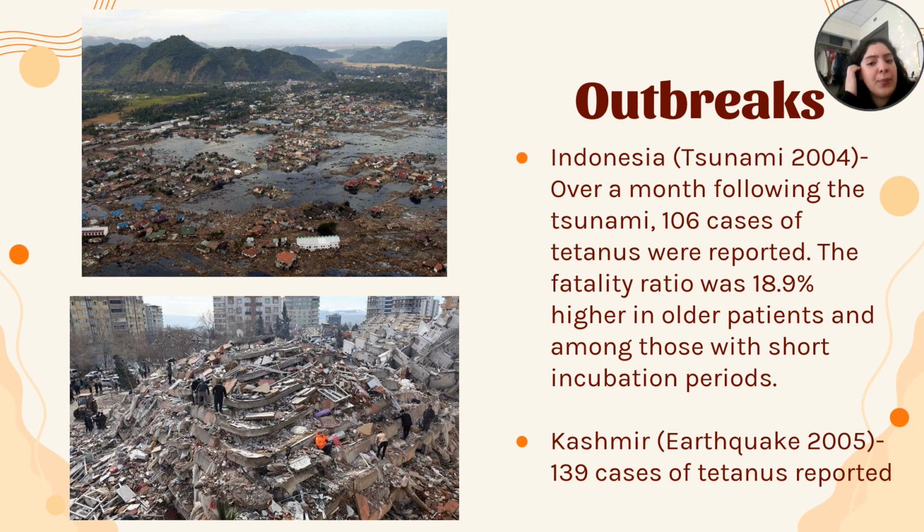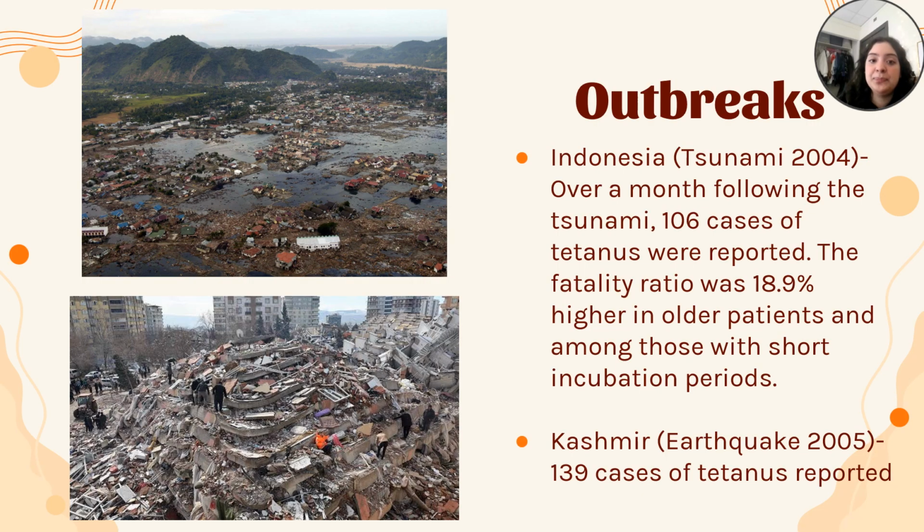So there have been two outbreaks in the past 2 decades. Both happened within a year of each other, and they started with natural disasters, which left the population without basic needs and more vulnerable to diseases. So in 2004, Indonesia suffered from a tsunami that reported 106 cases of tetanus with a fatality ratio of 18.9. And in 2005, Kashmir overtook Indonesia in the number of cases, suffering from an earthquake that reported 139 cases of tetanus.